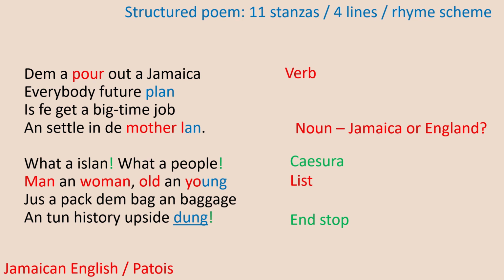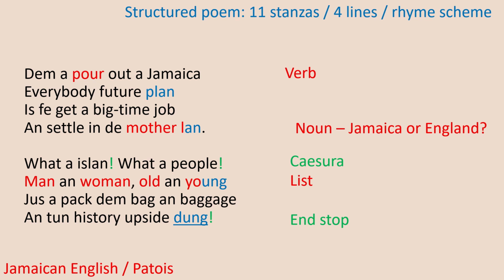So stanza 3, the verb pour makes Jamaicans sound like a liquid, like water. I don't know if you've ever spilt water or any kind of liquid, it sort of just spreads everywhere. This is, I guess, a metaphor of how Jamaicans are going to spread in England when they arrive. Plan and land rhyme, so again identifying that rhyme scheme, and settle down in the motherland.